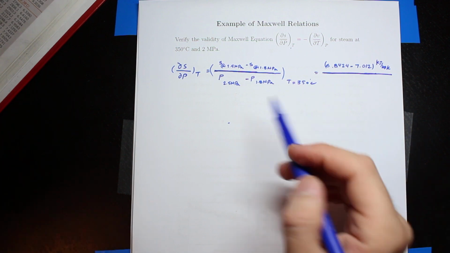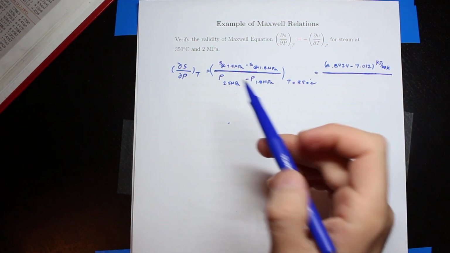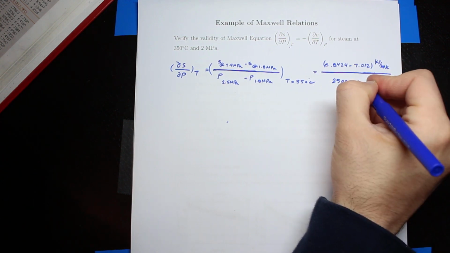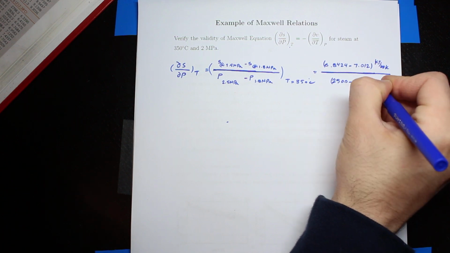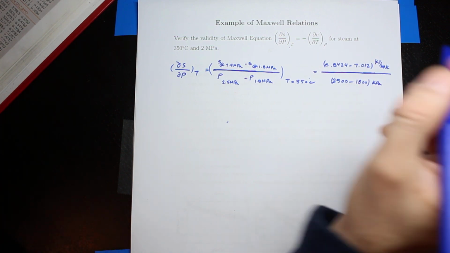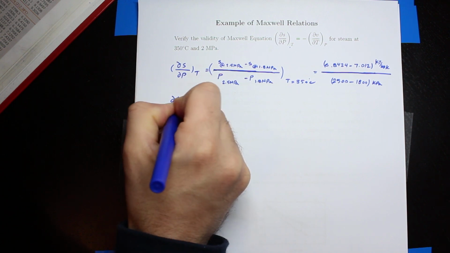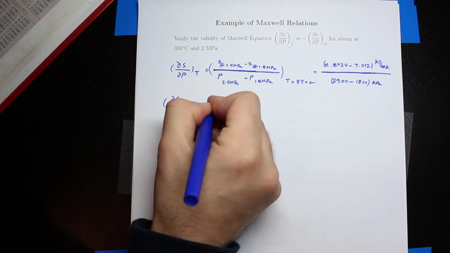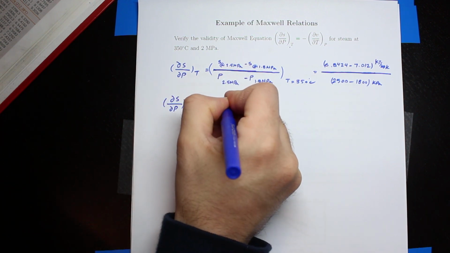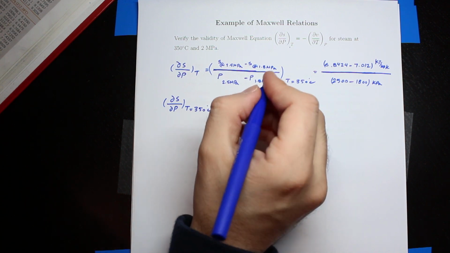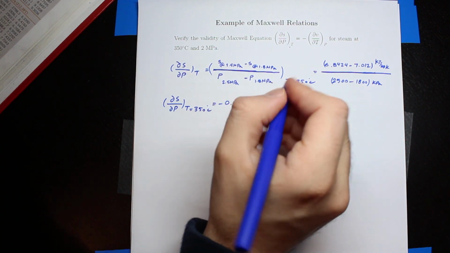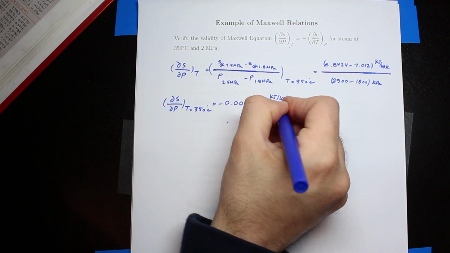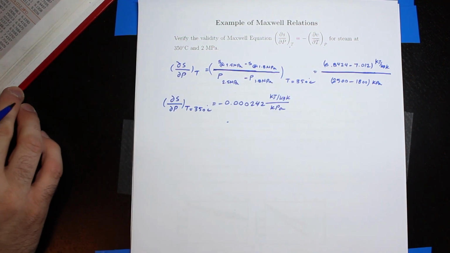Now for the denominator, all I need to do is convert the unit from megapascal to kPa. So it's going to be 2500 kPa minus 1800 kPa. If I do the math, my left-hand side, which is partial S, partial P, when the temperature is constant at 350 degrees C, is going to be negative 0.000242 kilojoule per kilogram Kelvin over kPa. That is my left-hand side.